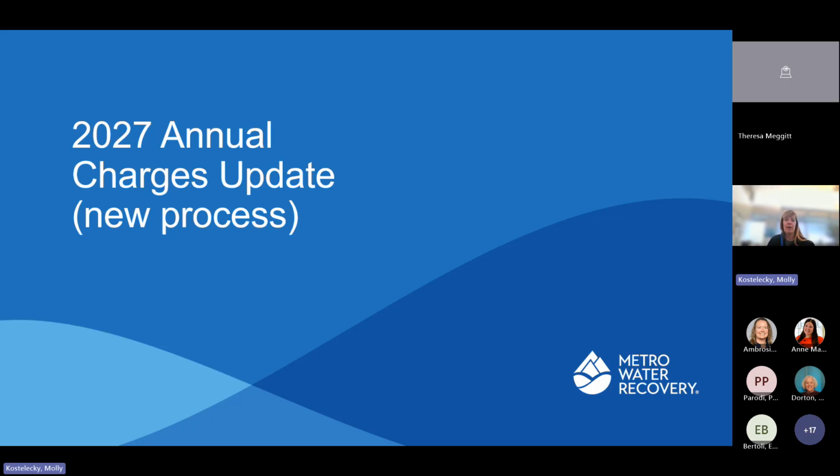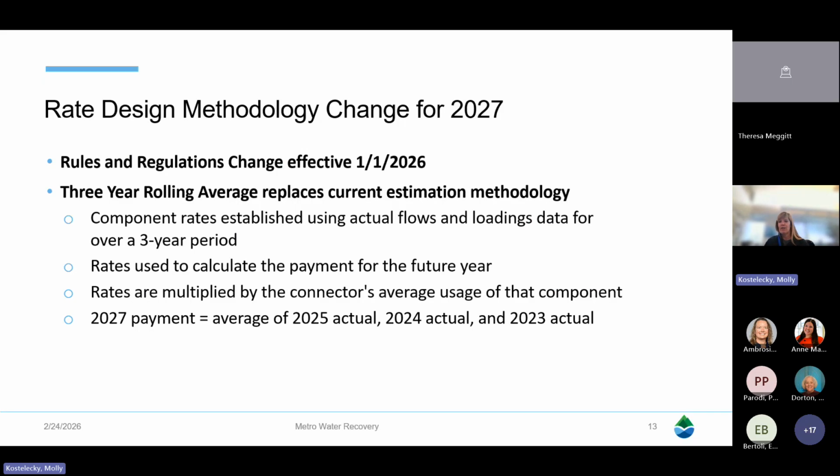So during 2024 and 2025, we did a rate study, and we asked our rate study partner, Carollo, to come up with some options of how we could change our rate design methodology. And so the board went through the process. We gave them some options, and the board did approve for 2027 a new methodology, which will use a backwards-looking 3-year rolling average that will replace this estimation process. So instead of guessing forward what your usage is going to be, we're going to look backwards. So for example, for 2027, we'll look back at the actual usage for 25, 24, and 23.